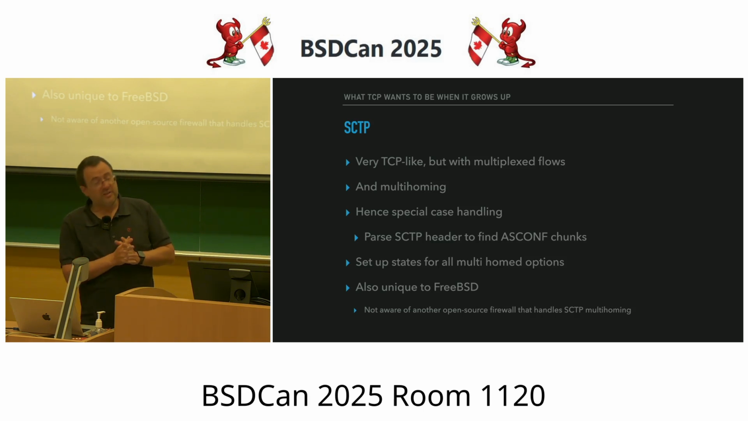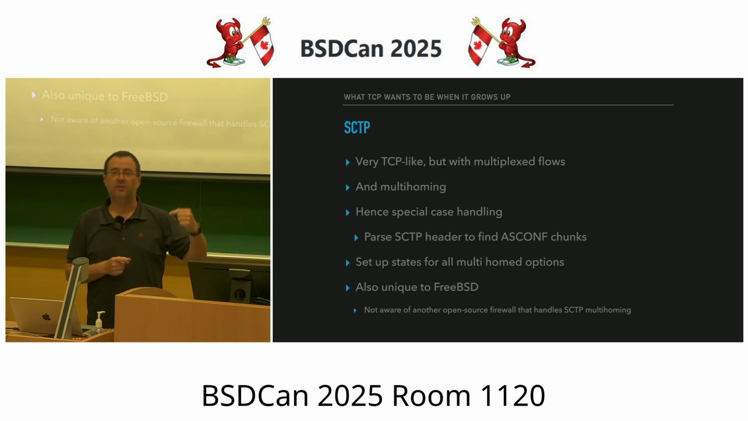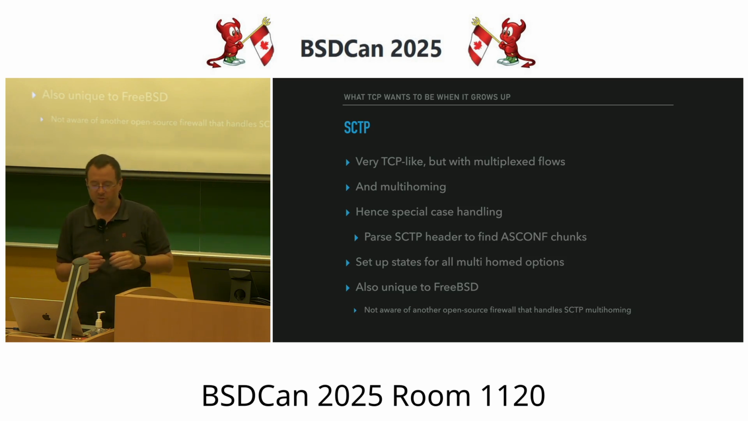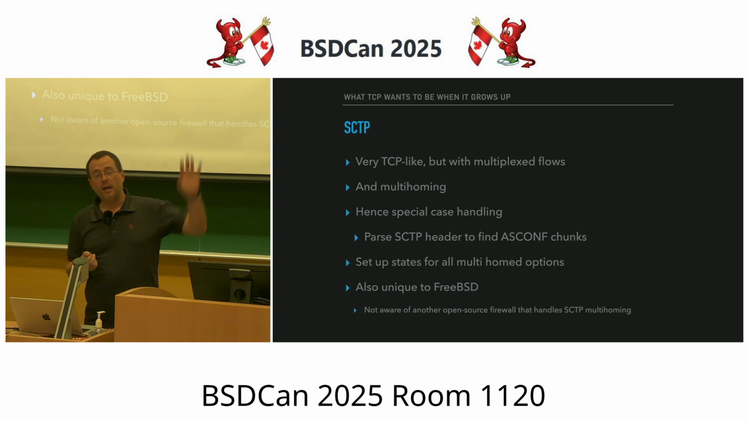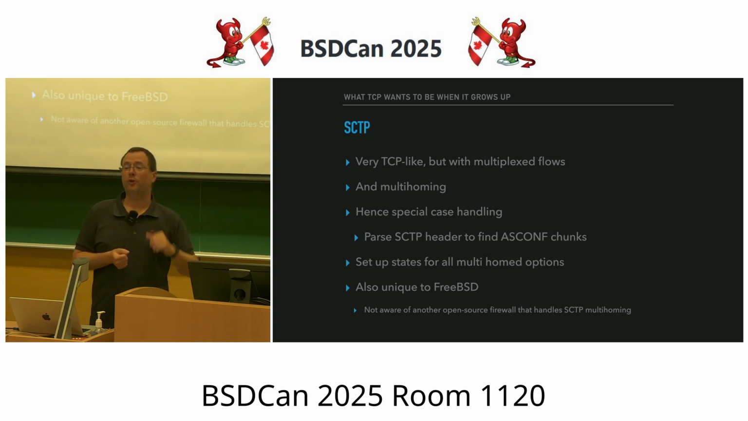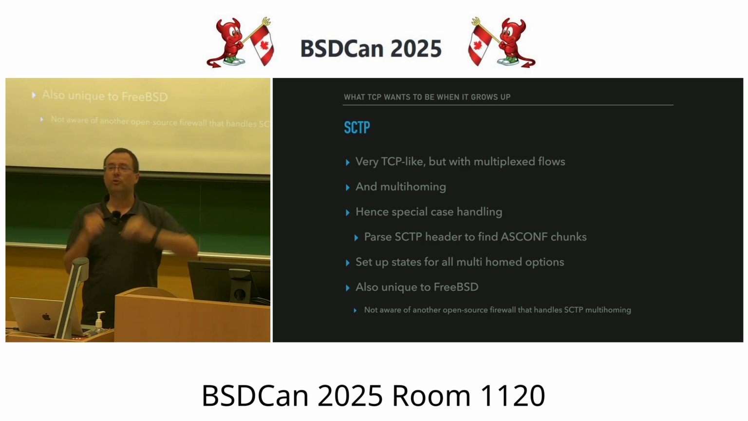It supports multi-homing, which is why it's interesting for the firewall, because you don't just get the one connection. You set up a connection where it's very similar to TCP. It might also contain additional data that says, oh, by the way, I have this and this and this other IP address, and you can also talk to me on those.